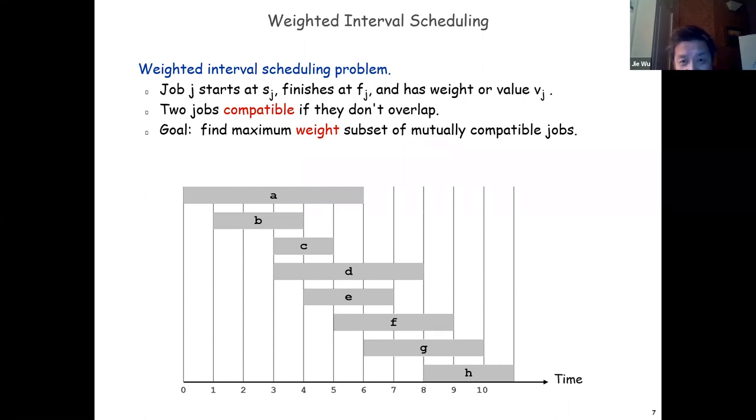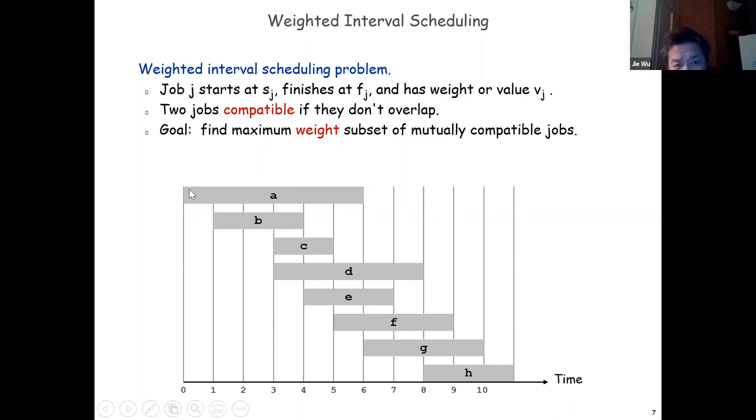So let me just give you an intuition, which is the most important. For any algorithm, once you find the key things, then the rest is easy. Remember the objective: find the maximum weight subset of mutually compatible jobs. So that's the key, not the number, but the weight. Let's just look at one simple example.